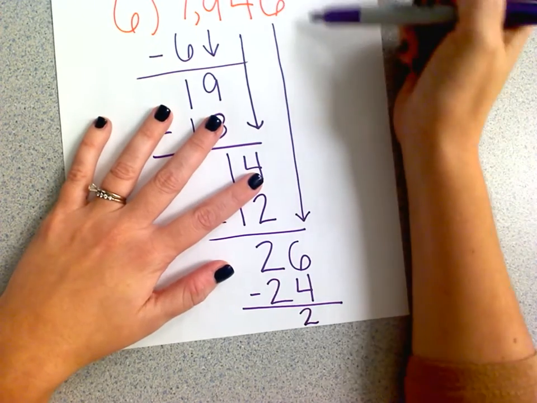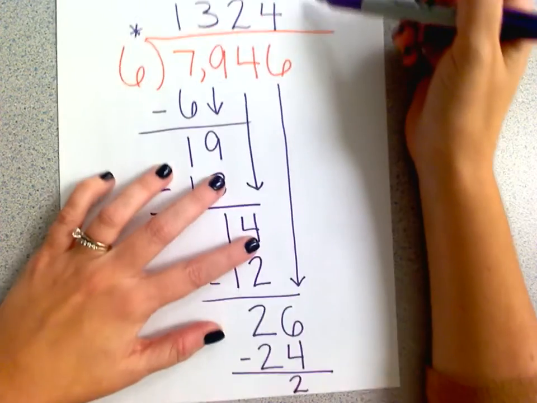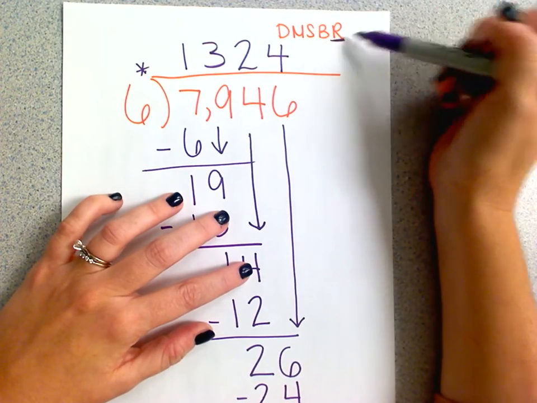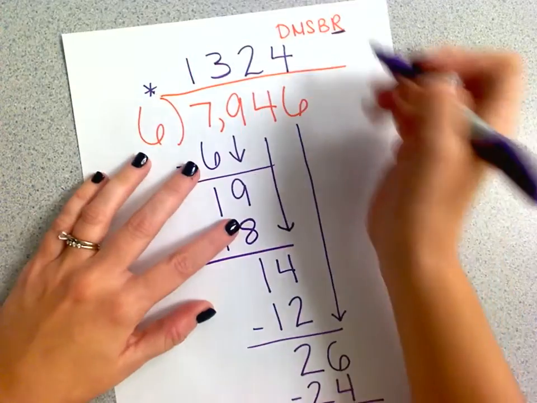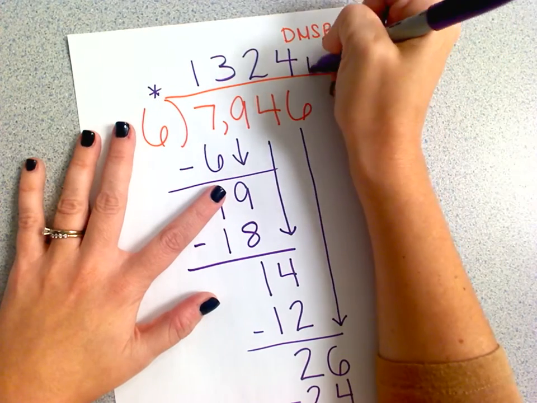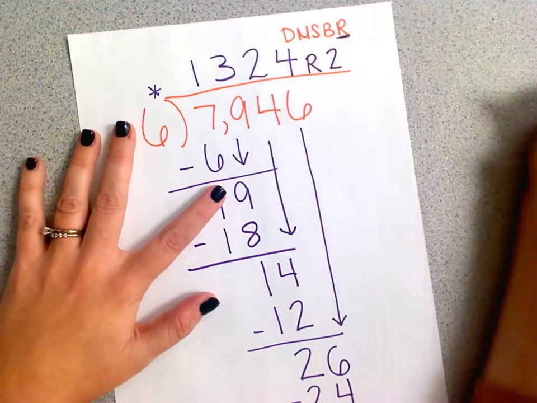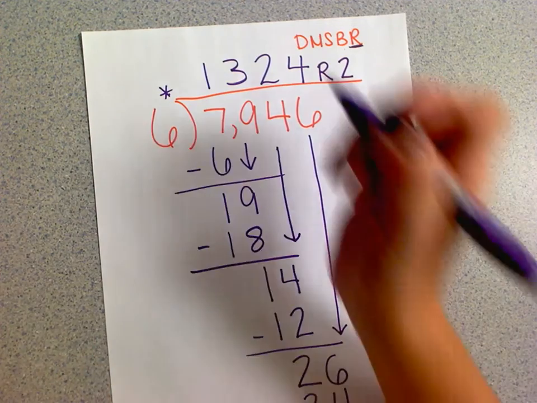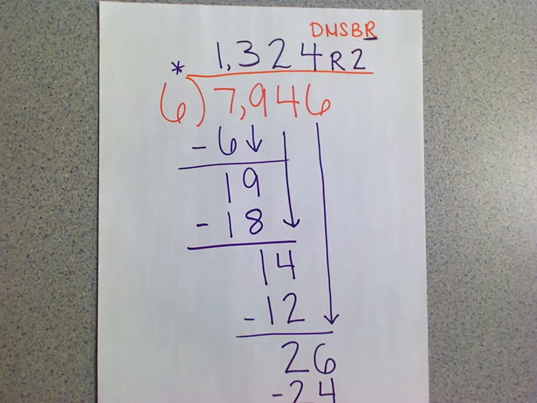Okay, now I have nothing left to bring down, so I can't do my B for bring down. And so I'm going to have to make that R my remainder. So 324 remainder of 2. I'm sorry, not 324. 1,324 remainder of 2. And let me go back.